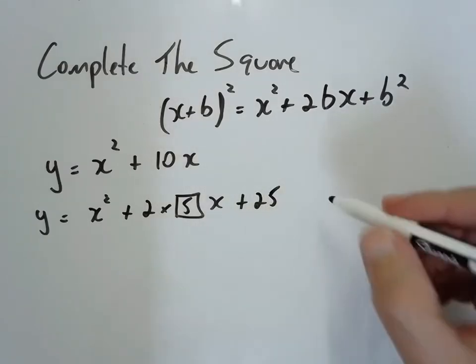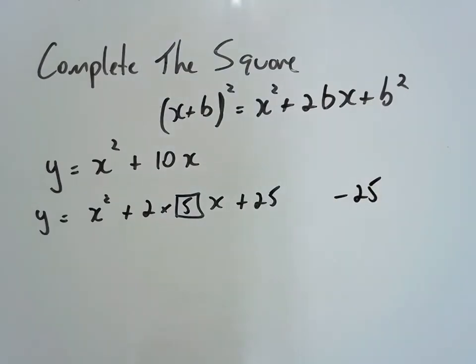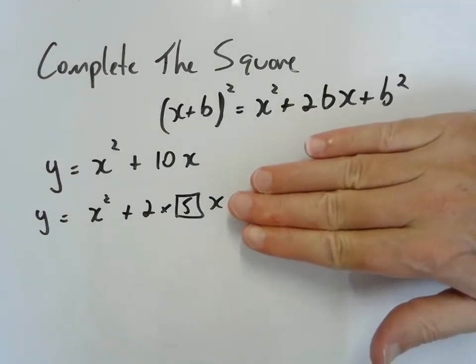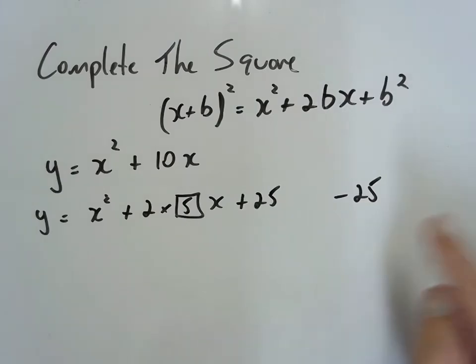Okay, if I add 25 and subtract 25 at the same time, you can see that by combining like terms, we go back to exactly the same function. So plus 25 and minus 25 seems a little bit silly right now, but we can do that and not change the value of the function.